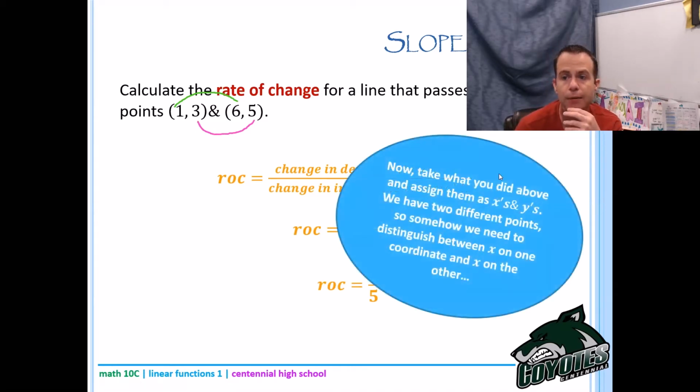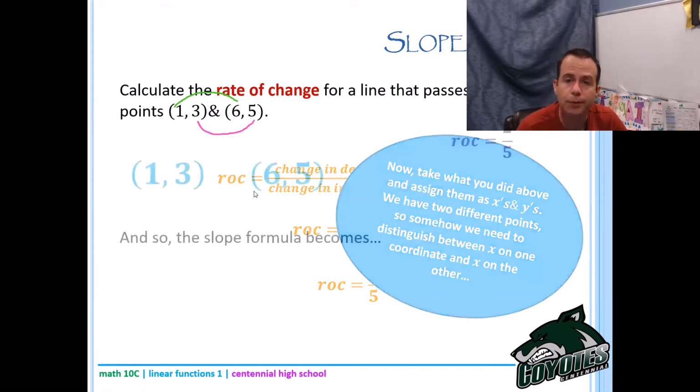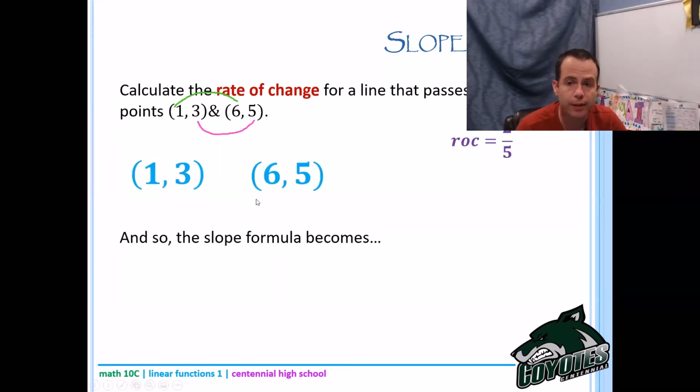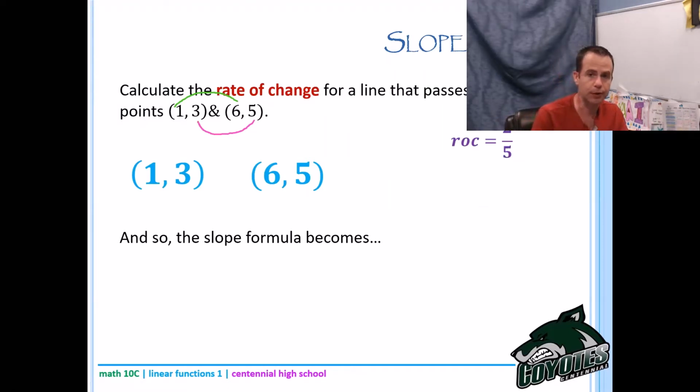Okay, so now what we're going to do is assign them x and y's, okay? We have 2 different points, so somehow we need to distinguish the fact that there's an x on this point and there's an x on this point. So what we're going to do is call one of them x1 and the other x2, just to distinguish that they're 2 different x values, okay? So look what happens when we do that. So here's my points again. We've already figured out the rate of change. The rate of change is 2/5, so I've written that there for us to remember.